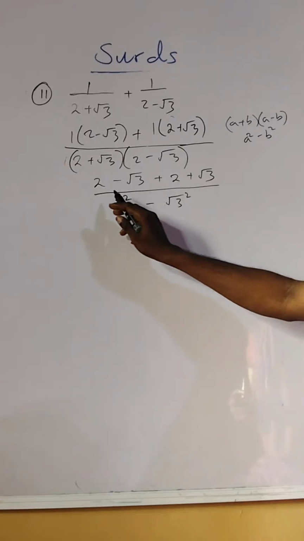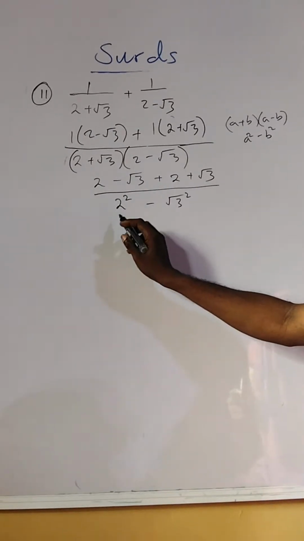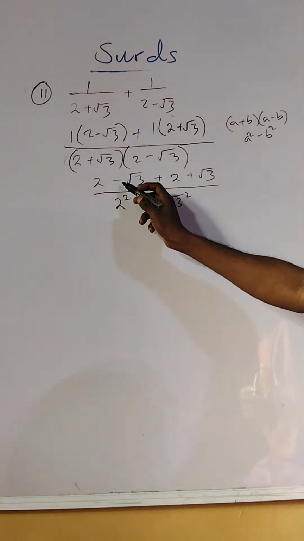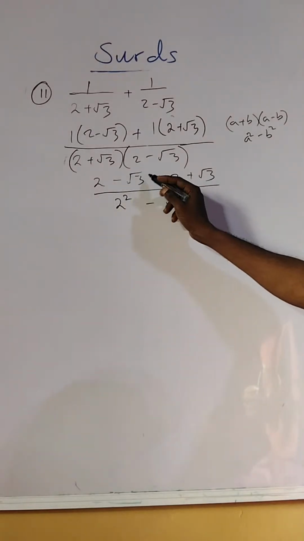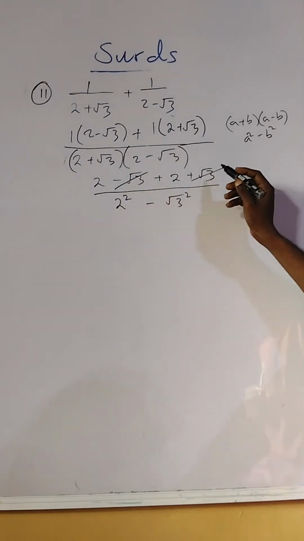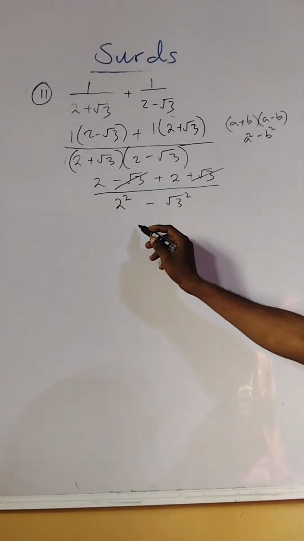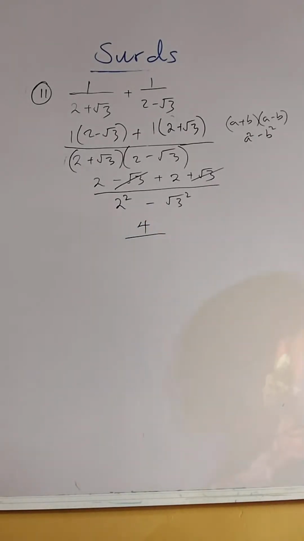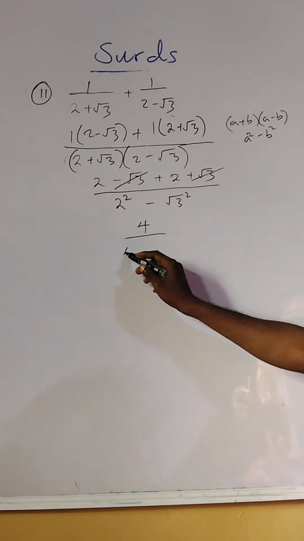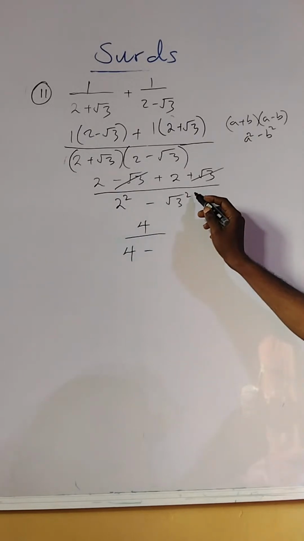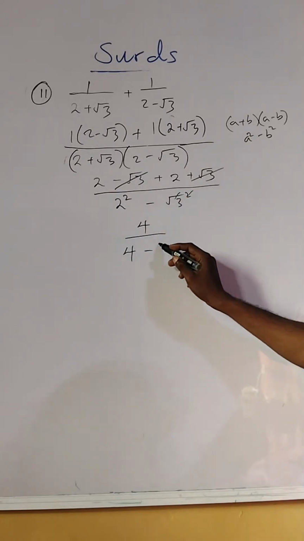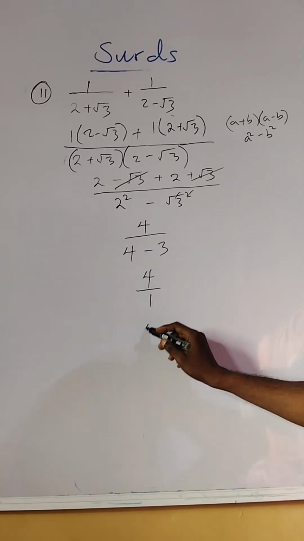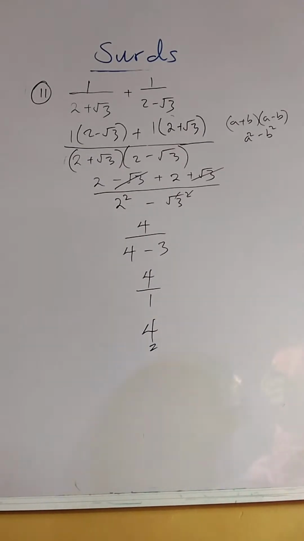Then up here, we can collect the like terms. This is the one we sorted, bring it together. And of course, minus root 3 plus root 3 cancel each other there. You have 2 plus 2, 4 over 2 square, which is 4. Then minus, square cancels square root, you have 3. You have 4 over 4 minus 3, 1. 4 over 1, that's 4. So the answer here is 4.